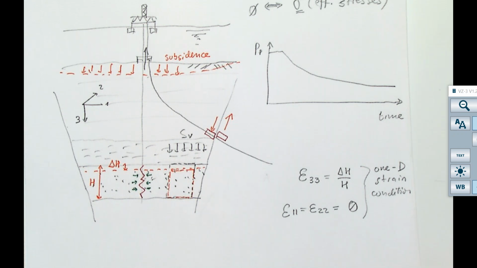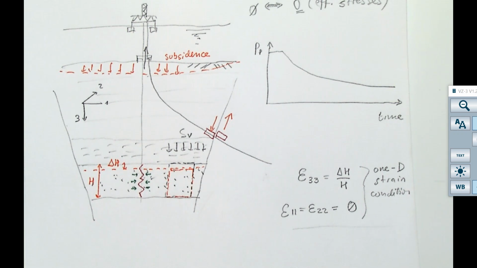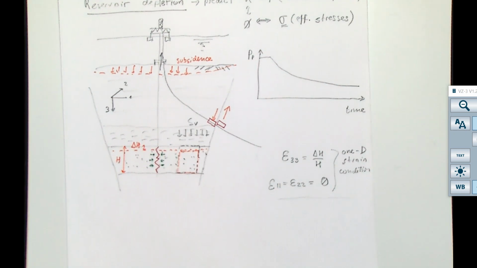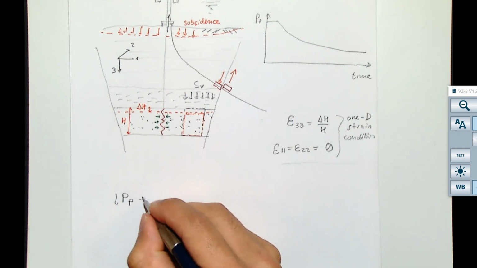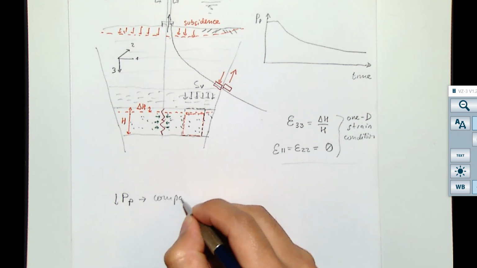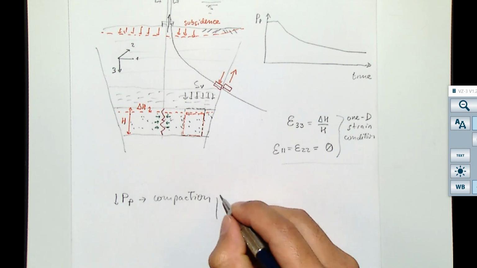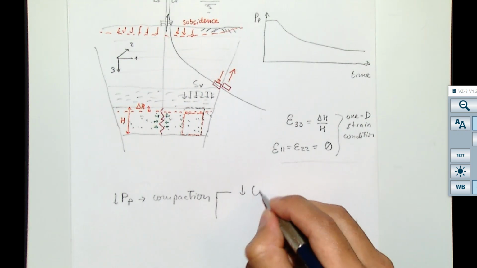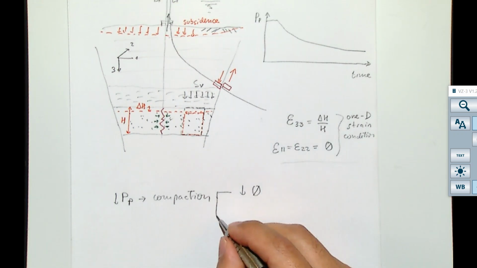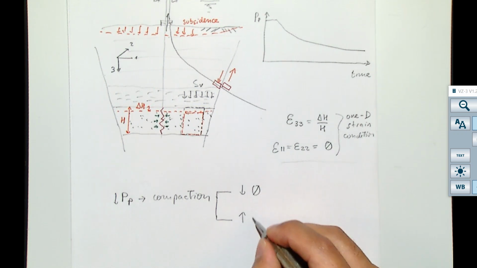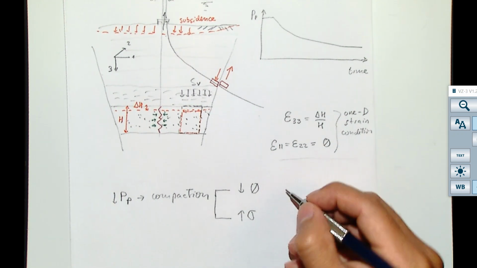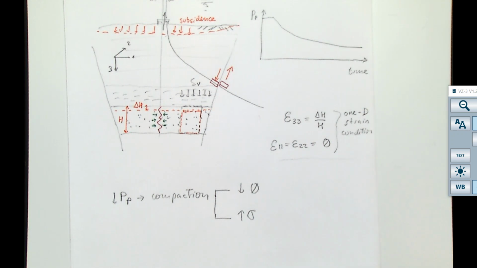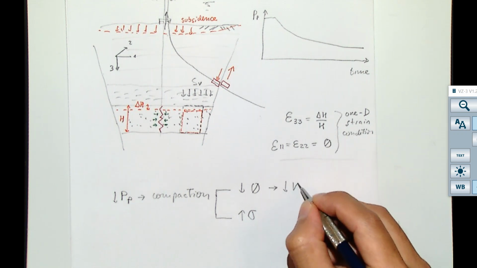Okay, so we're going to have to do something a little bit different this time. But before I go to that, let me emphasize what is going to happen when we have depletion, before we actually show that with the solutions. If we lower the pore pressure, we will have compaction. And compaction is basically that the porosity decreases, and it's a result of effective stresses increasing. If porosity decreases because we have a process of compaction, we're going to have a decrease of permeability. We know that.